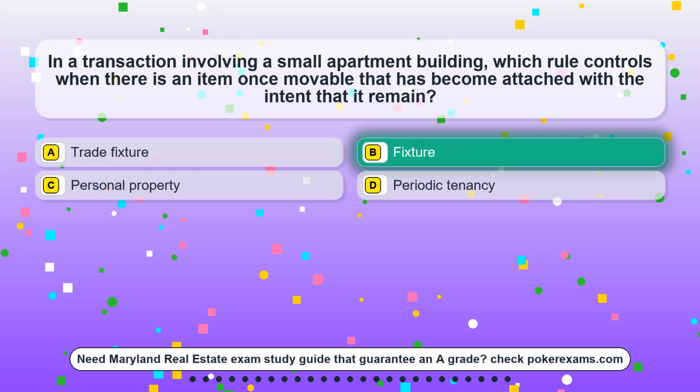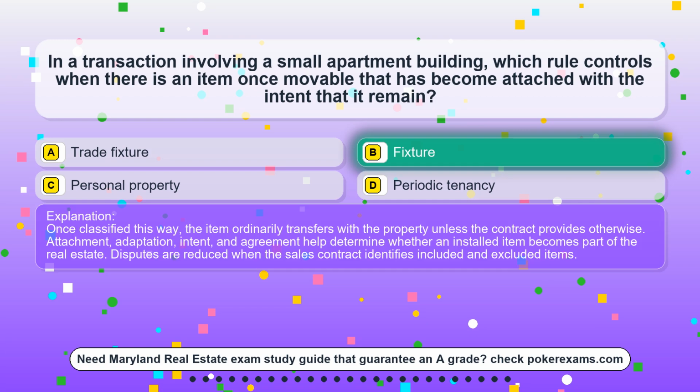The correct answer is option B, fixture. Once classified this way, the item ordinarily transfers with the property unless the contract provides otherwise. Attachment, adaptation, intent, and agreement help determine whether an installed item becomes part of the real estate. Disputes are reduced when the sales contract identifies included and excluded items.